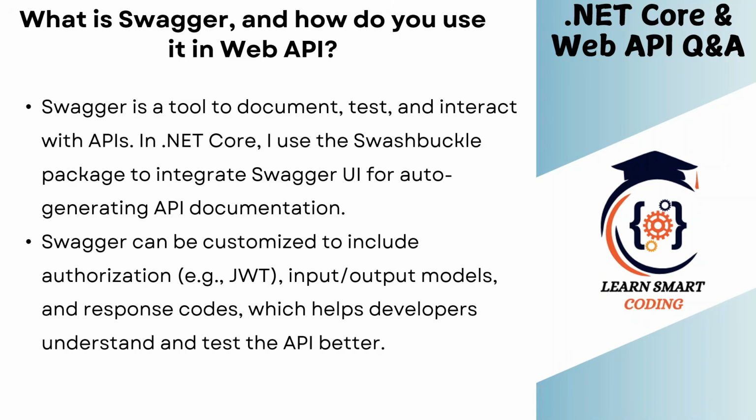We are talking about Swagger. Swagger is basically a documentation tool to document, test, and interact with an API. So in .NET Core, I use the Swashbuckle package to integrate the Swagger UI for auto-generating API documentation. That will help us understand the API, and you can even customize it by accepting the JWT token in Swagger itself.